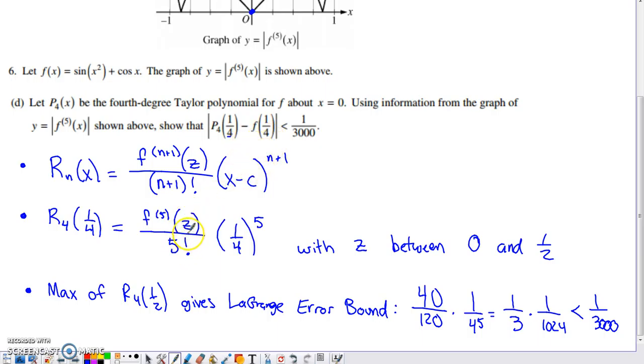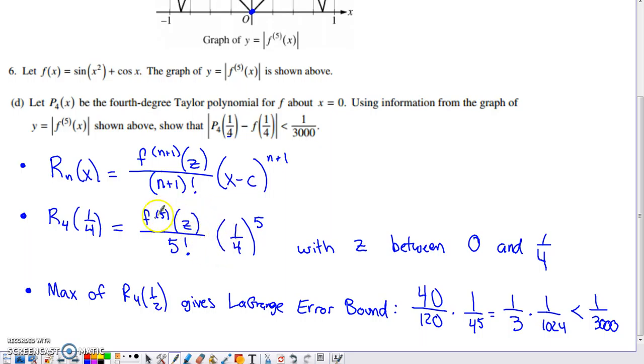It's next to impossible to find what the value of z is that makes up that distance perfectly, but what we usually do to bound our error is we build what's called a Lagrange error bound, which would be the maximum value of this expression given the interval where z has to come from. I don't know why I have a 1/2 there. That's really supposed to be a 1/4, so let me fix that. So z has to be between 0, where the series is based, and 1/4, the value that we're approximating at.